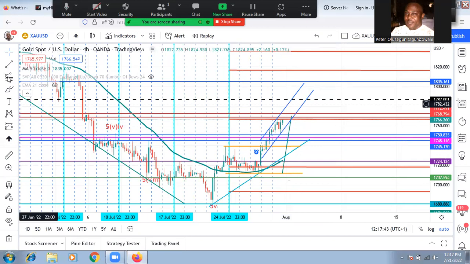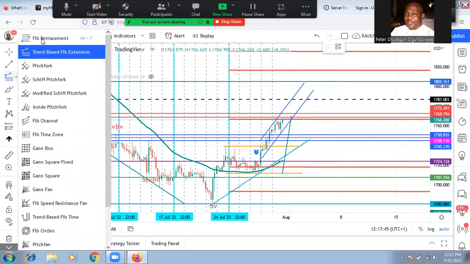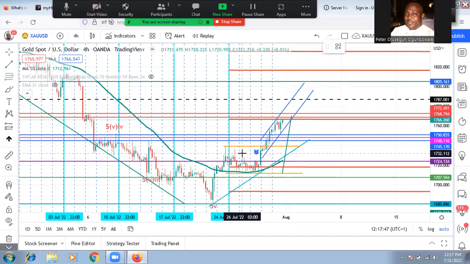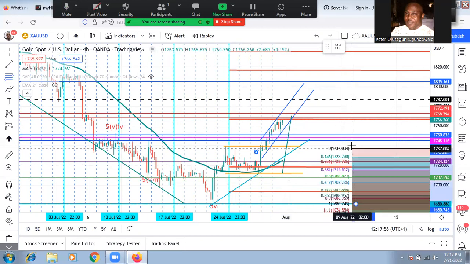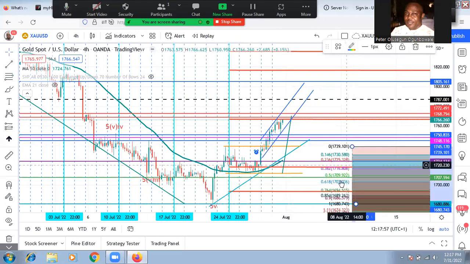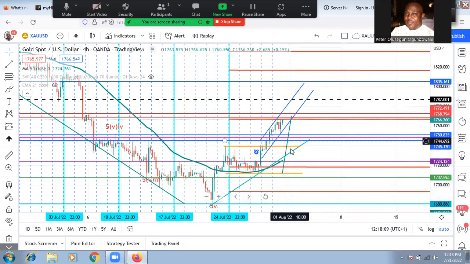Now, the first thing we have to do, after we have done analysis on the higher time frame and the wave count, is ask at what level of correction did we have this flat in between? From here, it's almost 50, it's not up to 50, it's not deep enough. But let's assume it's a 50 correction that we had for this. So we are going to see probably an equal leg from here to the upside.